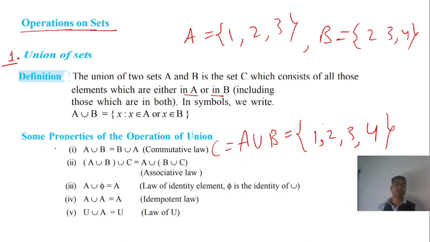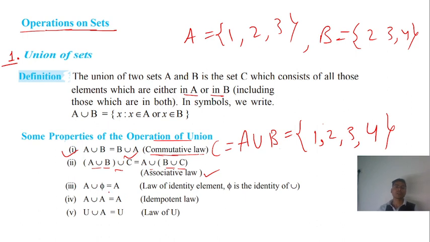Now there are some properties of a union. A union B is equal to B union A. That's why it is commutative. A union B and then union C is also equal to B union C and then union A. So union is also associative.